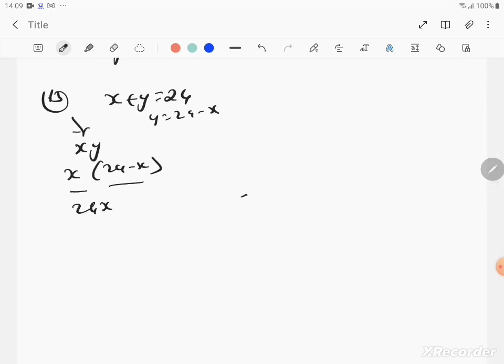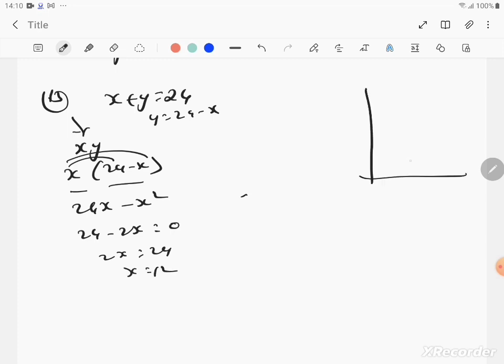Either you can take it inside and differentiate or do it as u and v. Now I'm taking it inside, it's easier for me. So it's 24 minus 2x is equal to 0, 2x is equal to 24, x is equal to 12. So that's when it may be maxima. The function is either maxima or minima, I don't know. I just get 12 and I can substitute and get y, which also turns out to be 12.